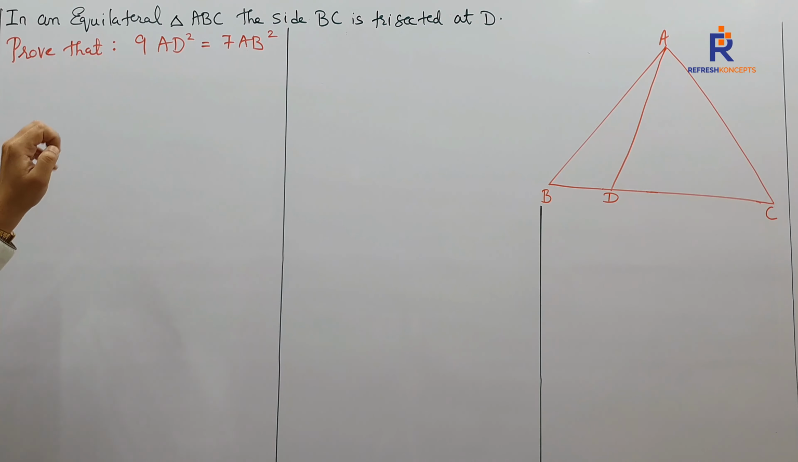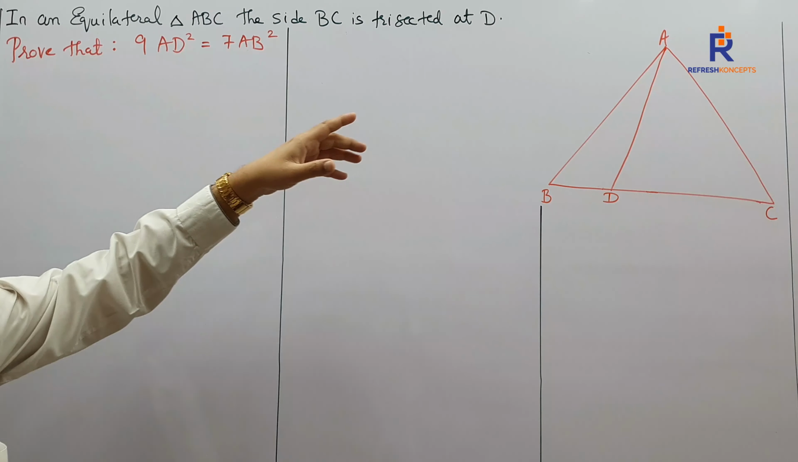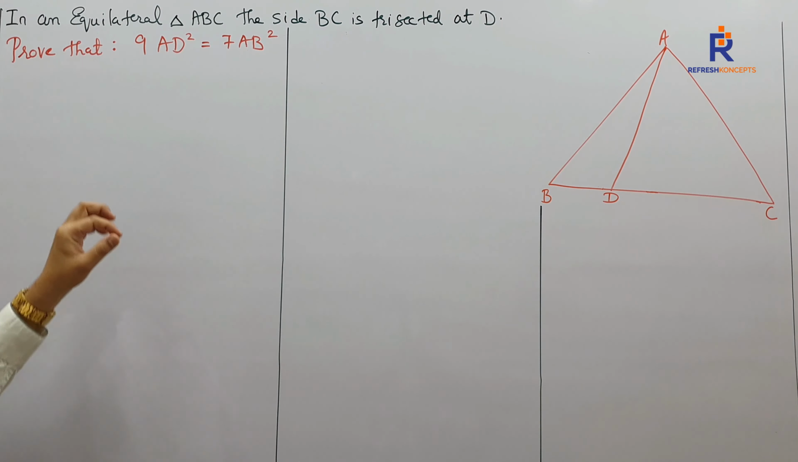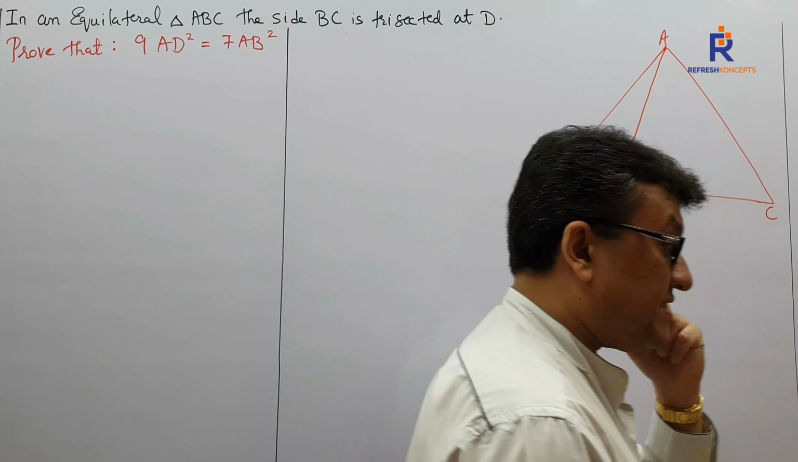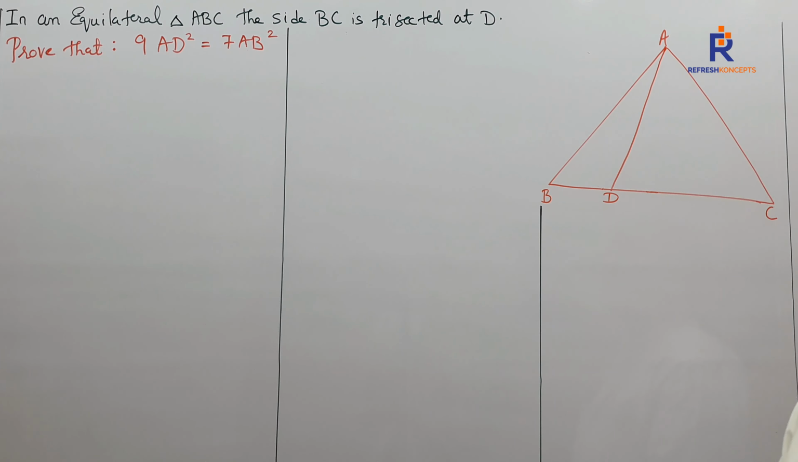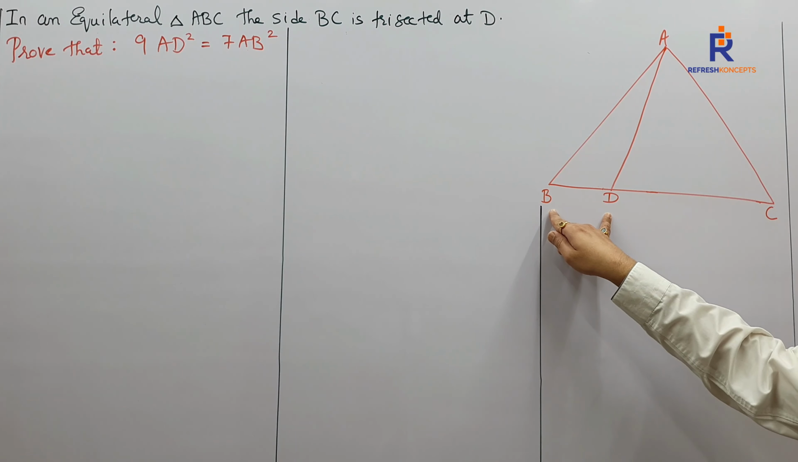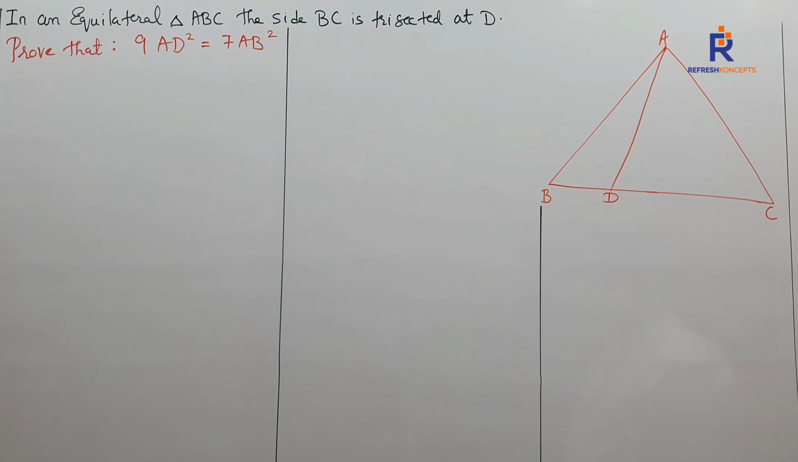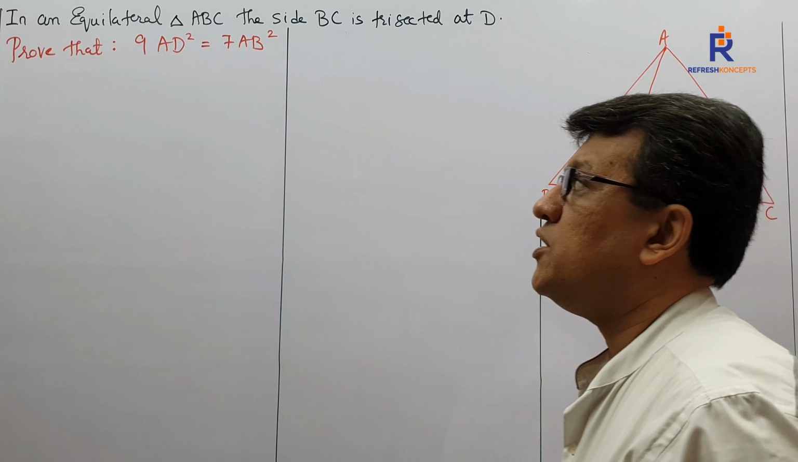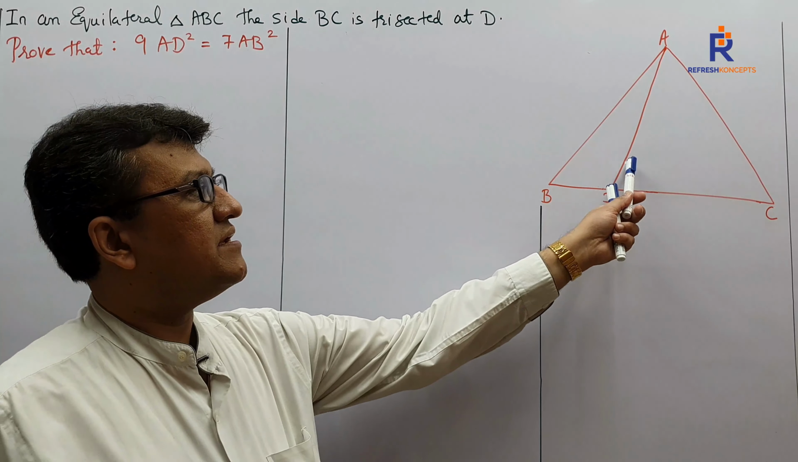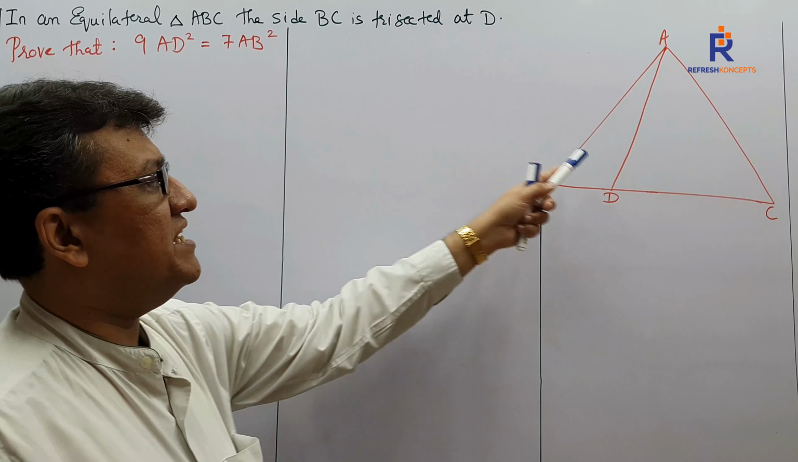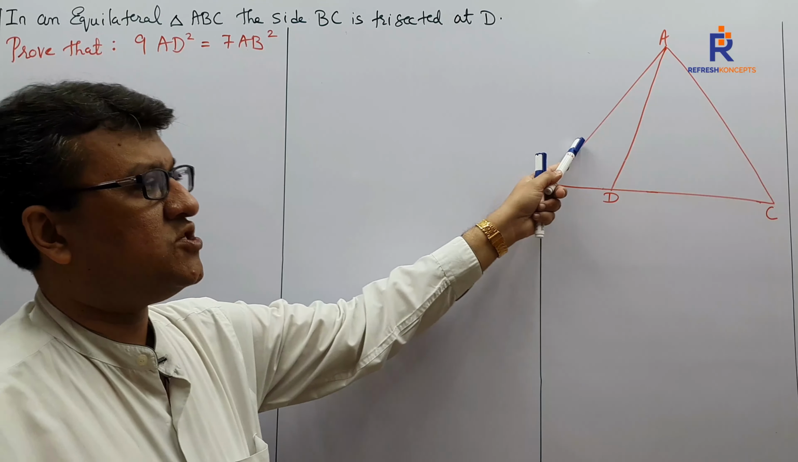What is this I'm trying to say? In an equilateral triangle ABC, so given to us a triangle is an equilateral triangle, the side BC is trisected at D. Now what is trisected at D? When they use the word trisected at D, it means BD is 1/3 BC. That's what the meaning of trisected at D is. Prove that 9 times AD square is 7AB square. I'm so sorry, 9 times AD square is 7AB square.